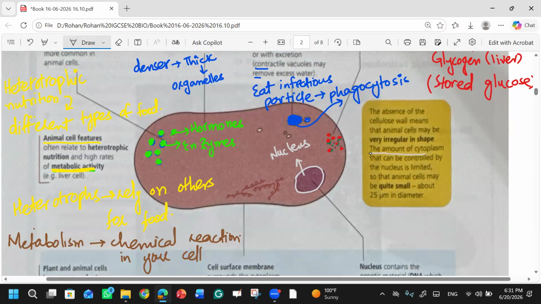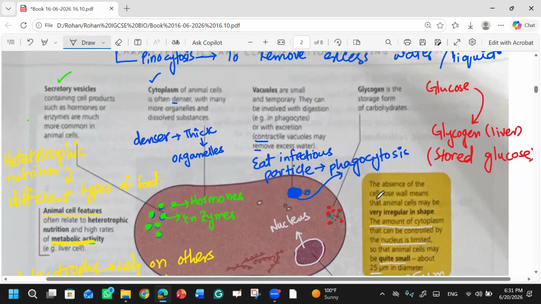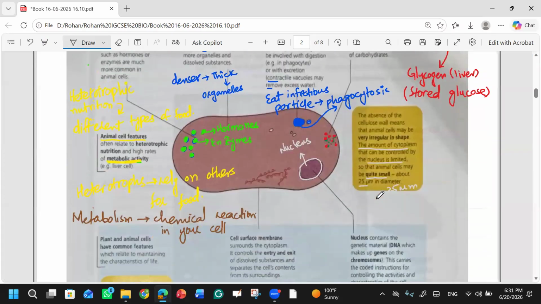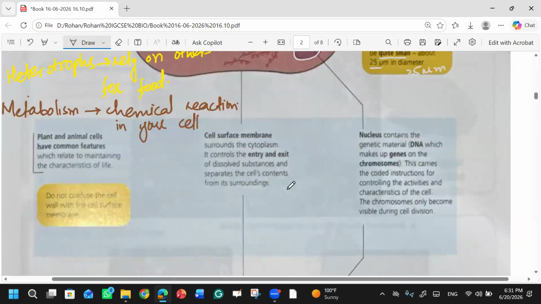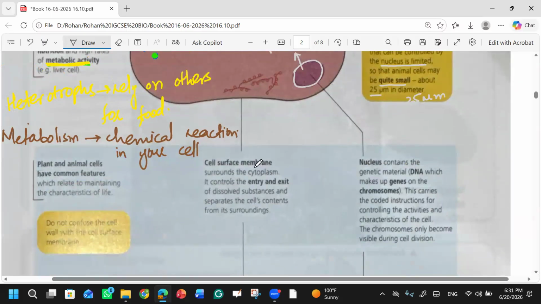Again, this is important. The amount of cytoplasm that can be controlled by the nucleus is limited, so that the animal cell may be quite small. That is why animal cells are quite small. And what is the size we have discussed? That is 25 micrometer. Yes, exactly. This is 25 micrometers. Then we have discussed the cell membrane.